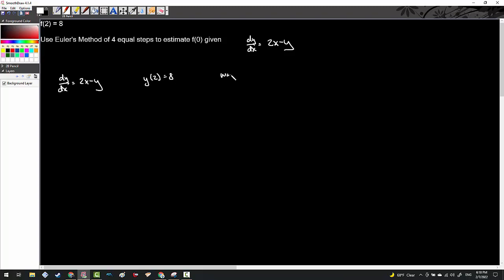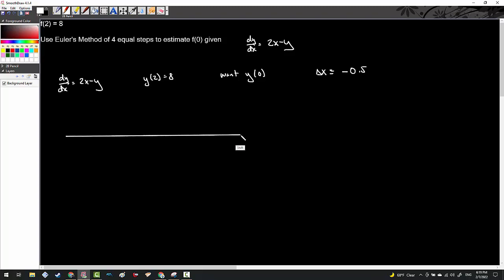We want y of 0, and our delta x is actually going to be, since I'm going from 2 to 0 with 4 equal steps, hopefully it makes sense that each of my steps is a half. But this time I'm moving backwards by a half, so I feel like my delta x is going to be 0.5.